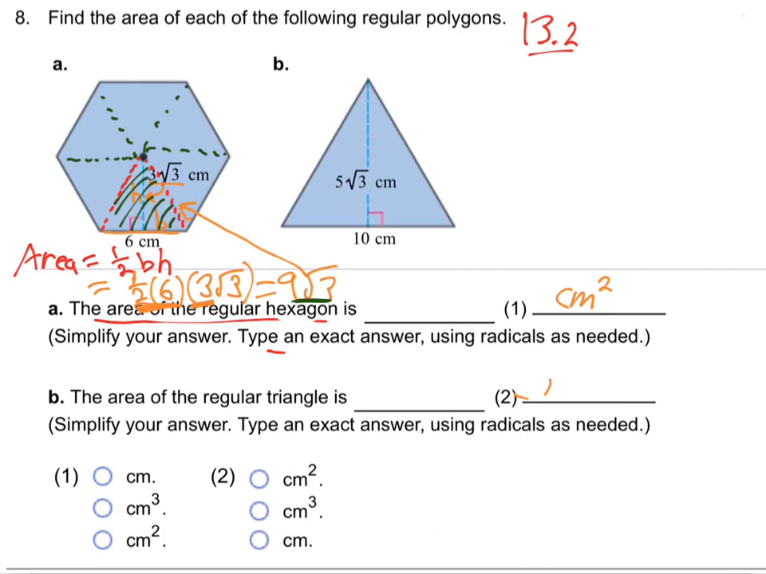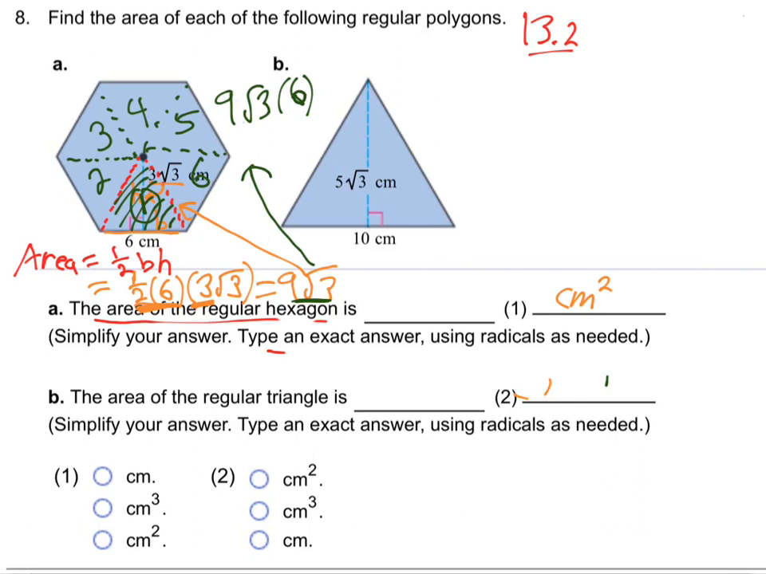But 9 root 3, that's not the only one there. How many total triangles are there? Well, this is the first triangle, second, third, fourth, fifth, sixth. There's 6 triangles to fill that whole shape up. So I've got to take the 9 root 3 and multiply by 6, don't I? Because 9 root 3 was the area for one of those triangles, and there's 6 of them all together.